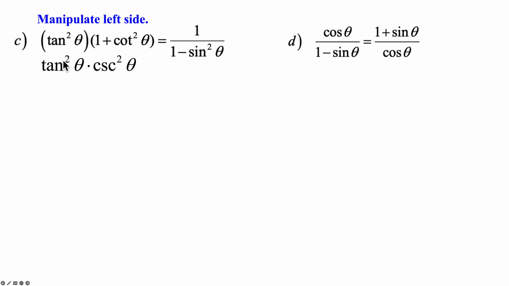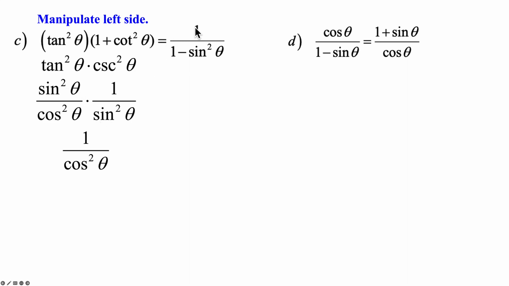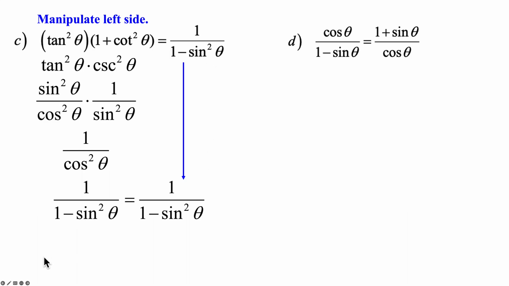Now is the time to change this to sines and cosines. And again, we're looking to build a Pythagorean identity on the bottom. So sine squared theta over cosine squared theta times 1 over sine squared theta. Well, my sine squareds cancel. That leaves me the 1 in the numerator. That's a good thing. Now I have cosine squared theta in the denominator, but wait a minute. I can write the alternative form of the Pythagorean identity as 1 minus sine squared theta. That's where I want to head to. So now it's a match.